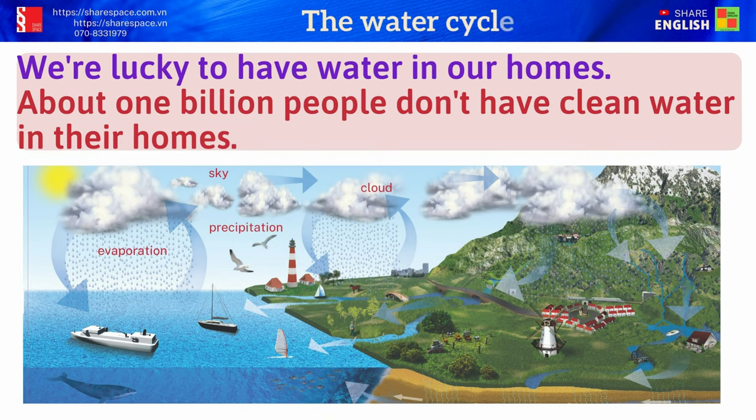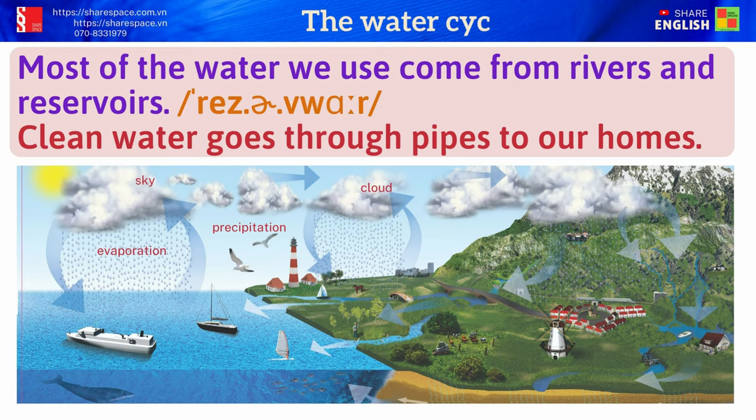We're lucky to have water in our homes. About 1 billion people don't have clean water in their homes. Most of the water we use comes from rivers and reservoirs. Clean water goes through pipes to our homes.